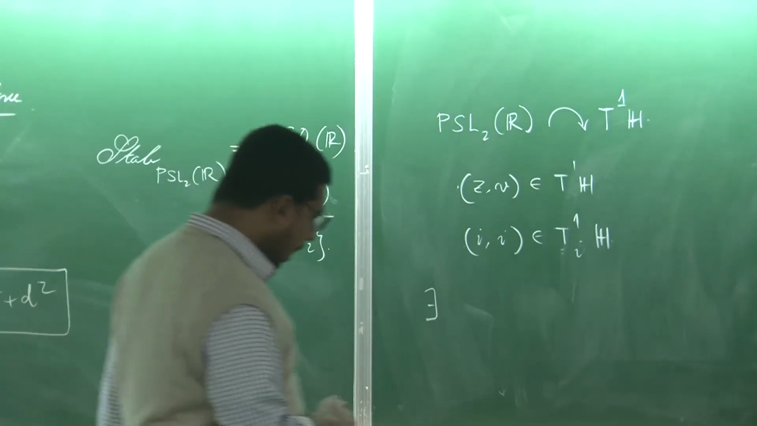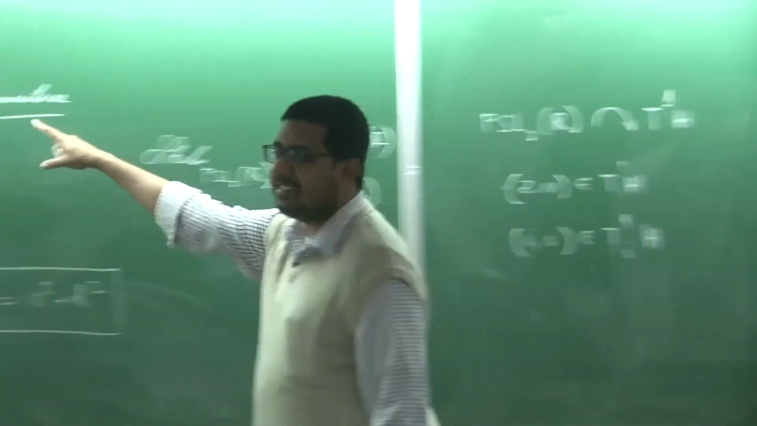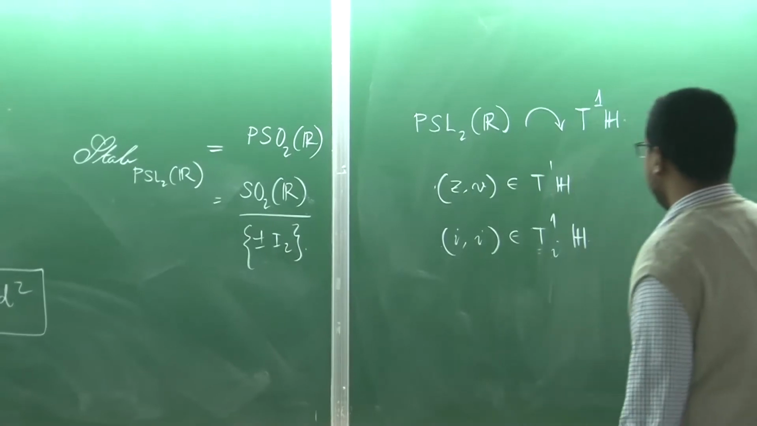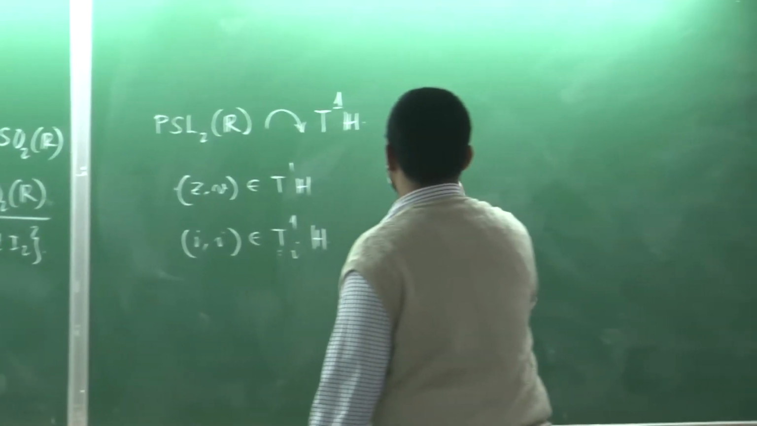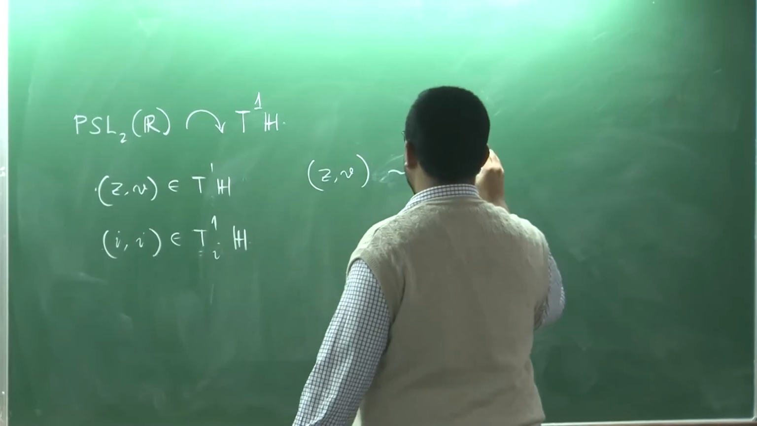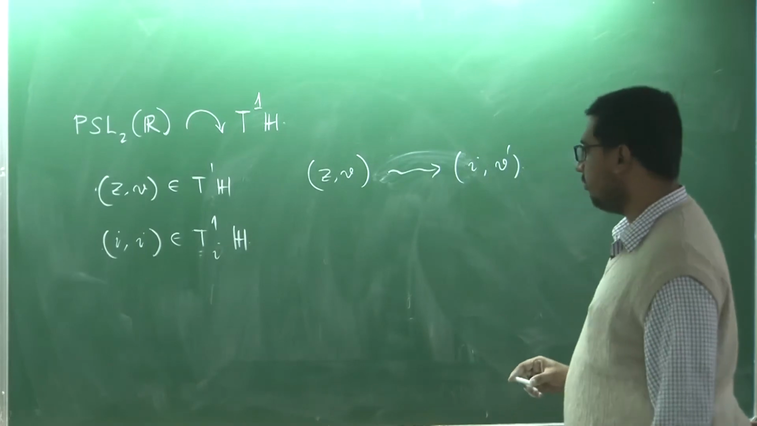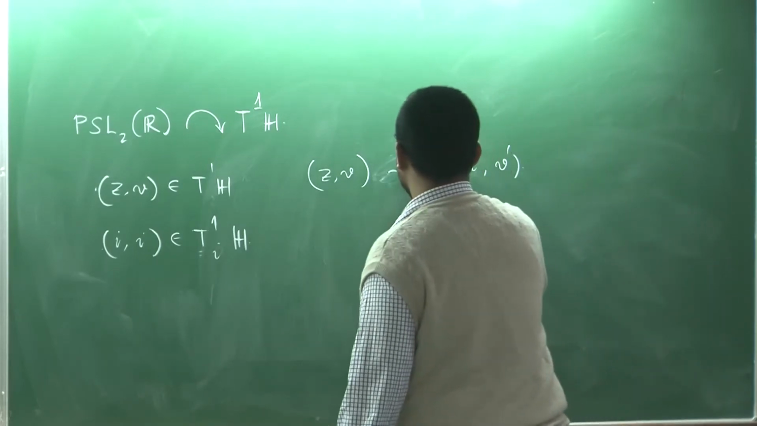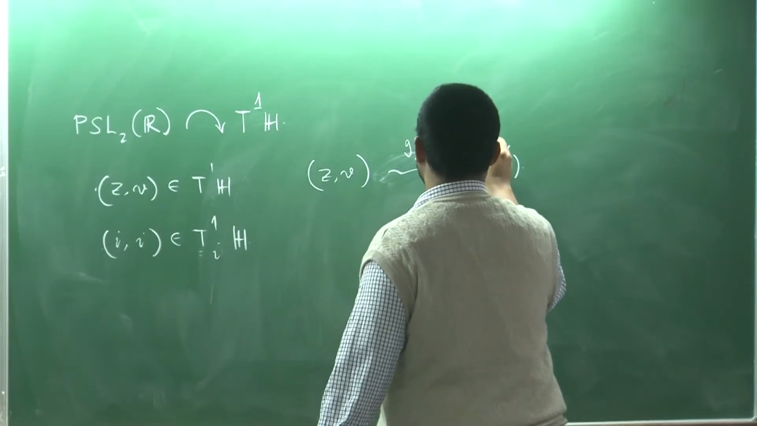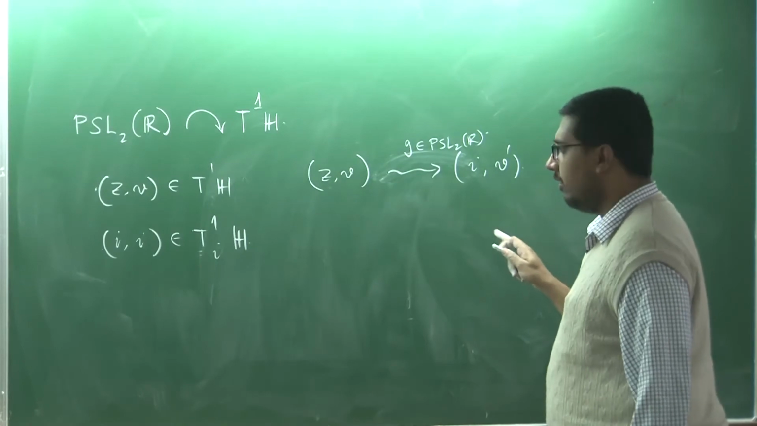Now how to do that? Recall that this action is transitive on the upper half plane, hence given any (z, v), the (z, v) can be sent to a point like this by some g in PSL2R, because there is a matrix that sends this z to i.